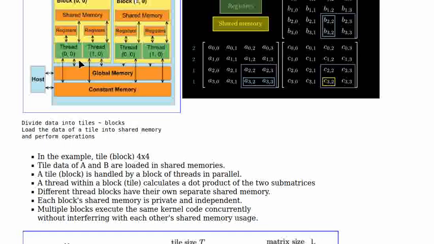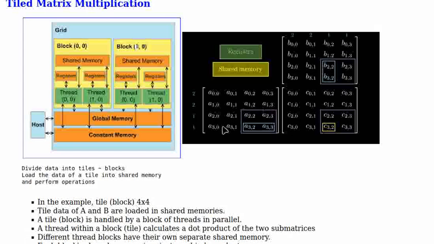So in this example, the data are divided into tiles or blocks. So each block or each tile of the data corresponds to a block in the grid. And we will load the data of a tile into the shared memory so that it could be retrieved and read very fast. And then we perform the operations.